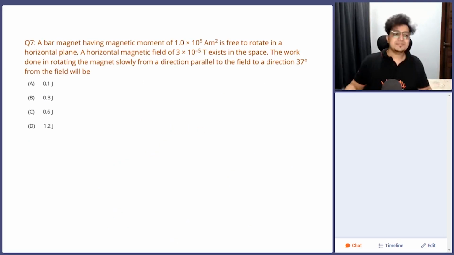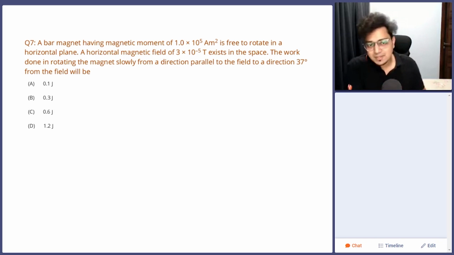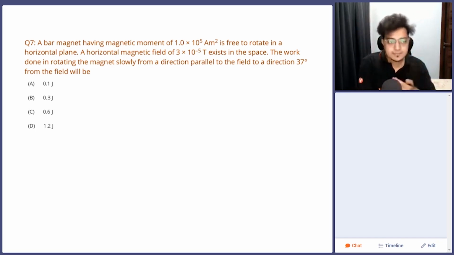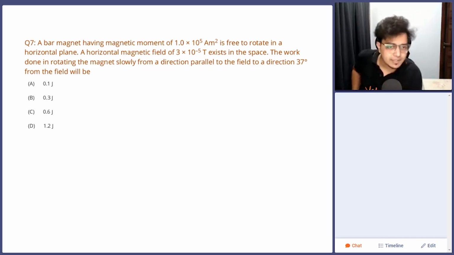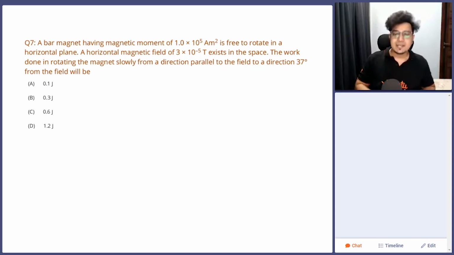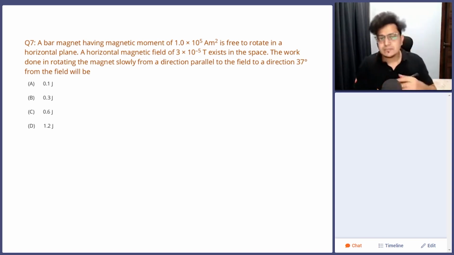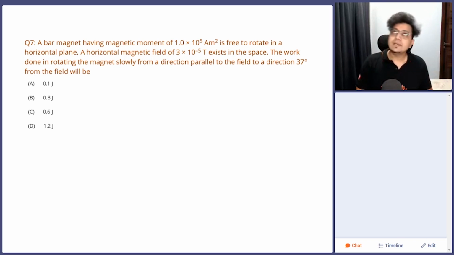Let's go. Next question. A bar magnet having magnetic moment 1 into 10 raised to 5 ampere meter square, free to rotate in a horizontal plane. Horizontal magnetic field of 3 into 10 raised to minus 5 Tesla exists in this space. Work done in rotating the magnet slowly from the direction parallel to the field to the direction 37 degree with the field. Okay, so let's visualize this.